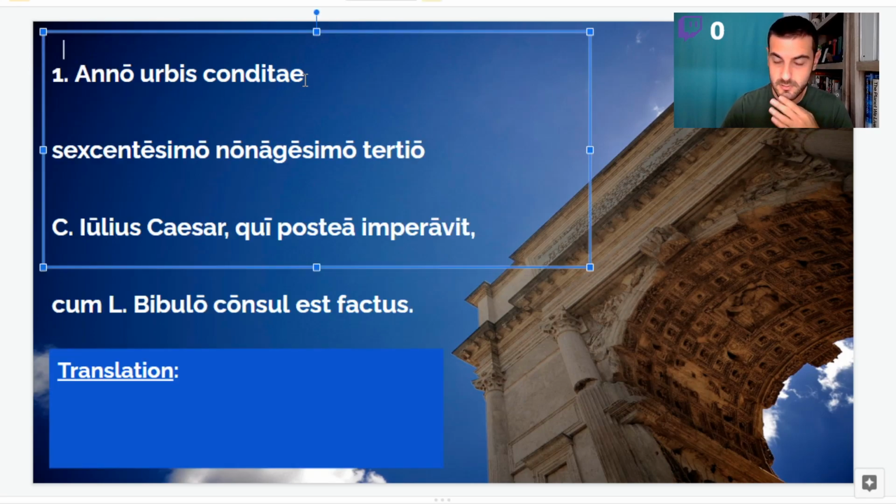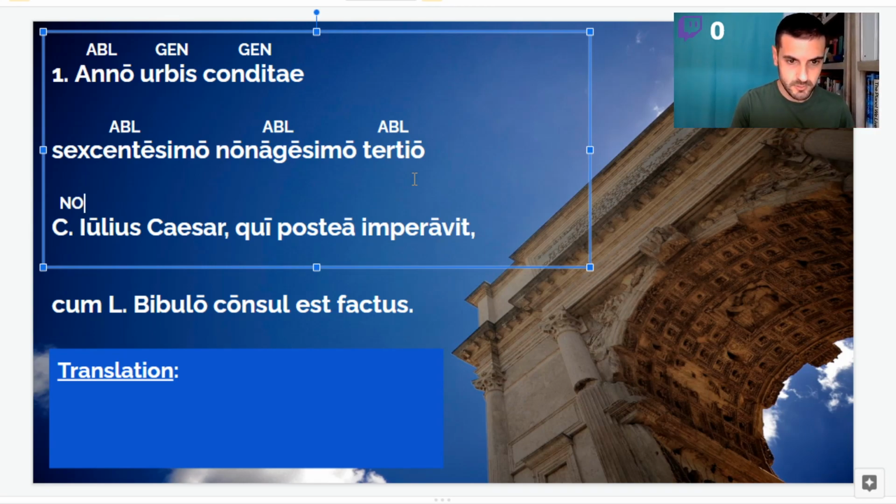Anno urbis conditae. This expression we have seen before. It comes in a couple of different varieties, but here we've got in the year of the founded city. We would normally say from the founding of the city. And which year is it? It is the sexcentesimo nonagesimo tertio.